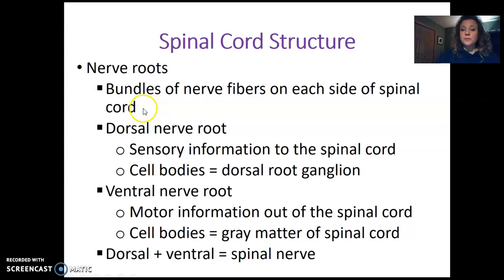All right, so the nerve roots are simply bundles of nerve fibers that are bilateral to the spinal cord. As I said, the dorsal nerve root carries sensory information. You have the cell bodies of these sensory neurons, or the afferent neurons, in the dorsal root ganglia. The ventral nerve root is carrying motor information out of the spinal cord, and the cell bodies of these efferent neurons are found in the gray matter of the spinal cord. Remember that the spinal nerve is where the dorsal and the ventral roots merge for a moment.